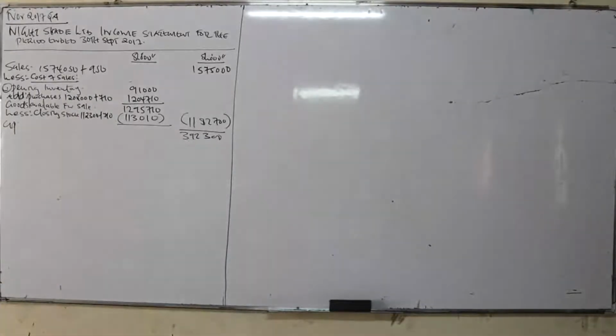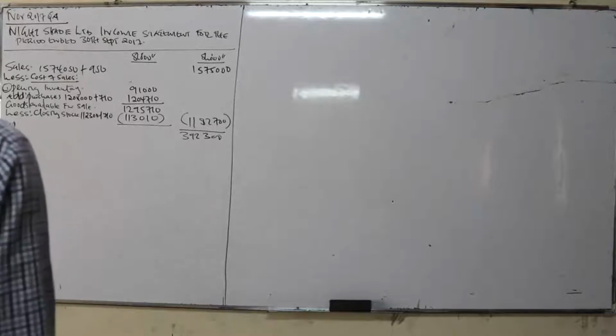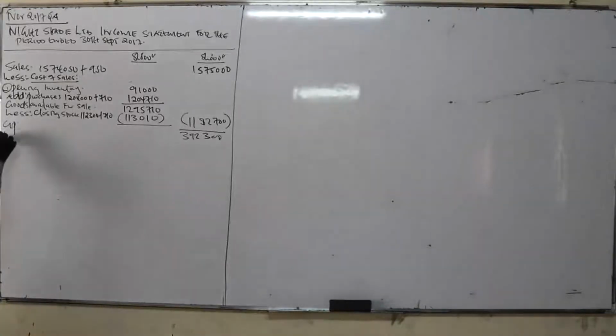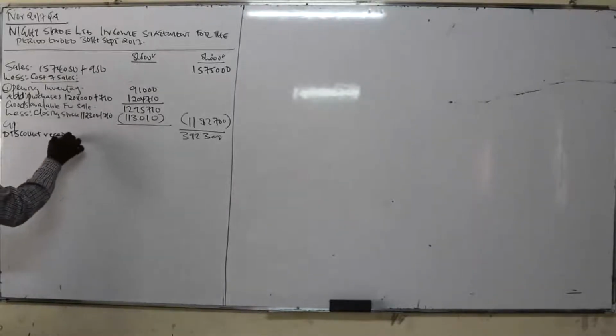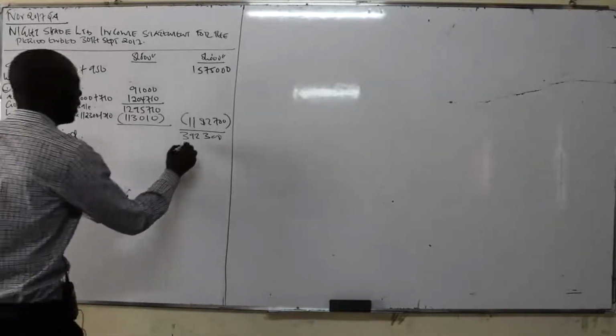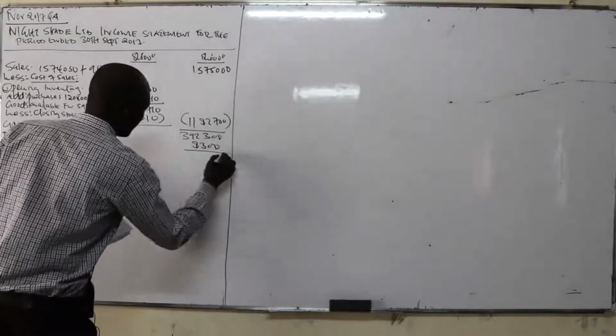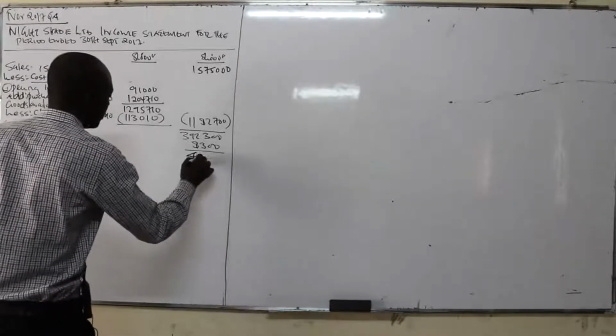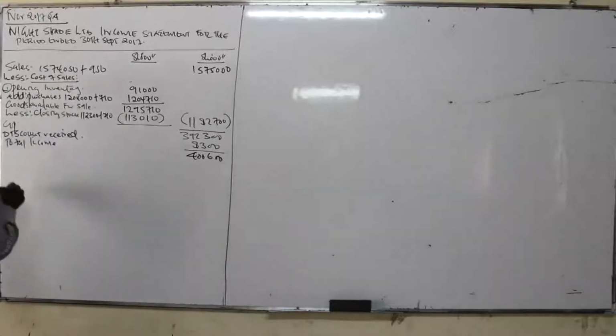Then we check if we have any other incomes. We have discount. So we have discount received. So we add here the discount we received. How much is the discount received? 8,300. Then here we have the total income, which is how much? 400,600. And then now we list expenses.